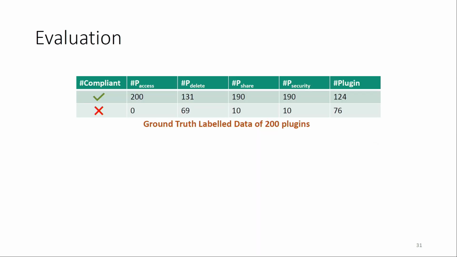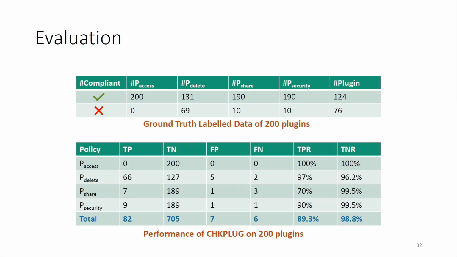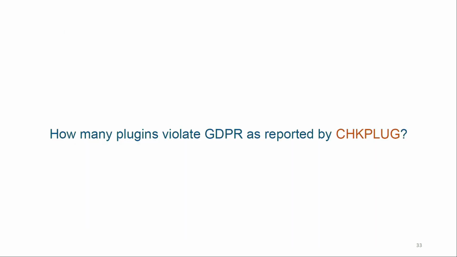So we evaluate our tool on 200 plugins that we have manually labeled. Out of those, we see that our tool achieves very good performance: around a 98% true positive rate and an 89.3% true negative rate, which shows that our tool performs well in finding those violations across different laws.